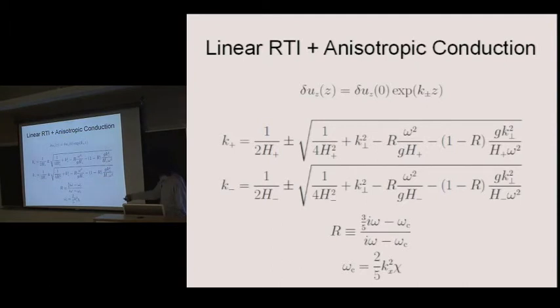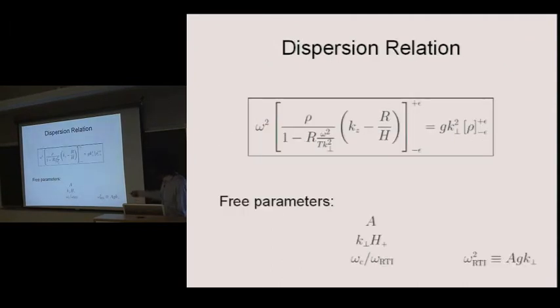So you can solve for the vertical structure of the perturbations away from the discontinuity, and as before, you can derive a constraint on the discontinuity of the vertical derivative of the perturbation, and that will give you the dispersion relation, which looks like this, and it's just a complicated mess.